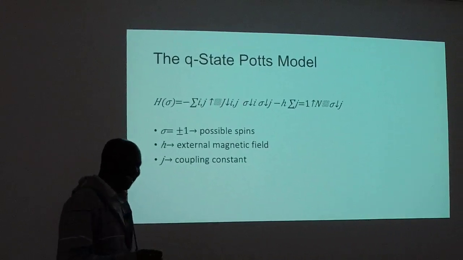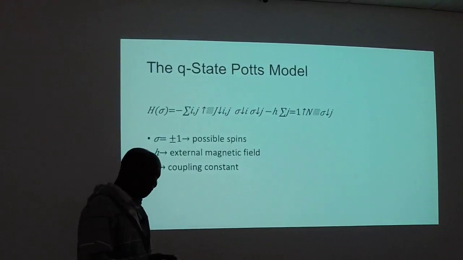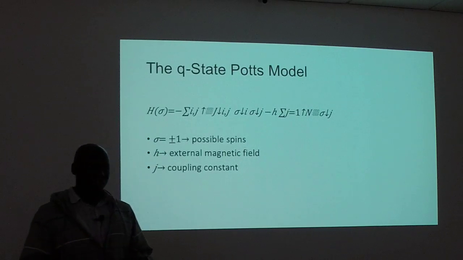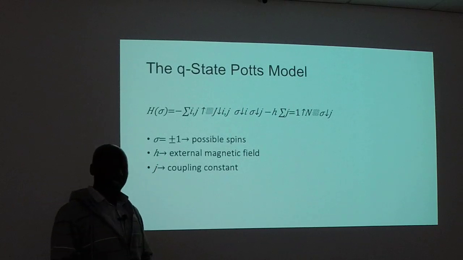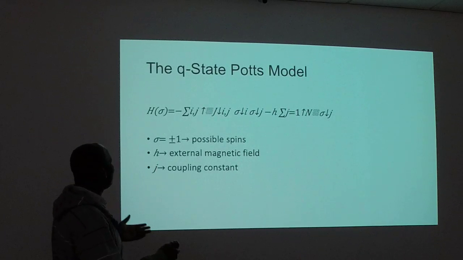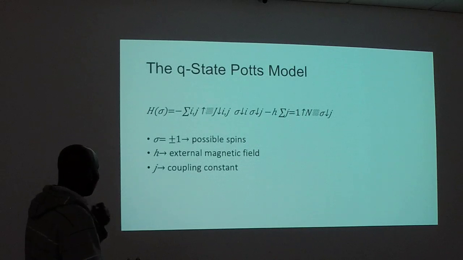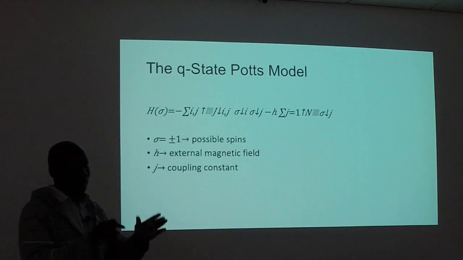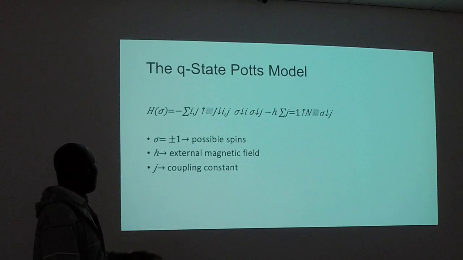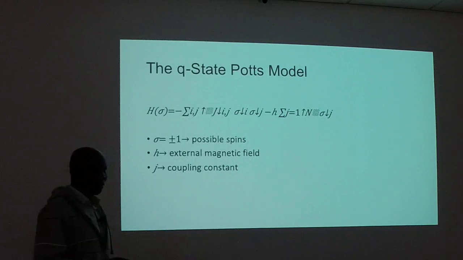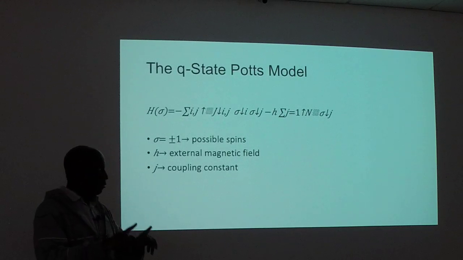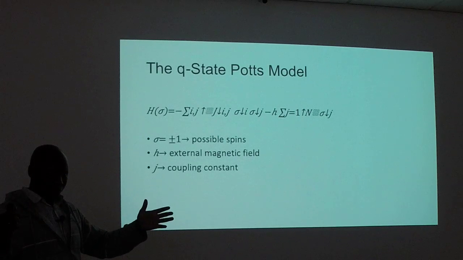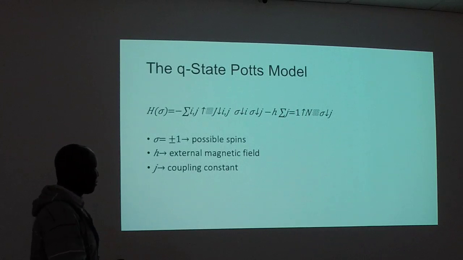So I thought this was a good point to start because it meshes into something that a lot of data scientists are familiar with. So this is a Q-state Potts model. You have interacting sites, and they have a number of spins that they can take. And you have your coupling constant, the strength of the interaction between those two sites, and an external magnetic field, so outside forces that affect how those interactions happen.